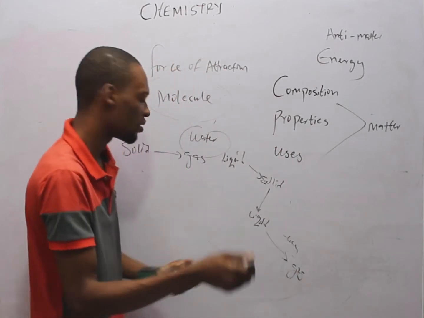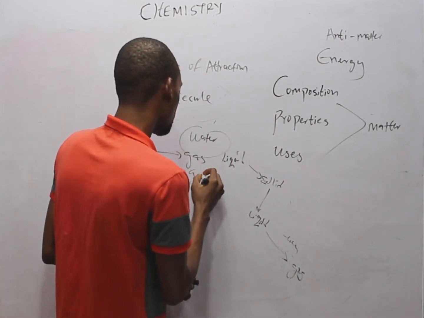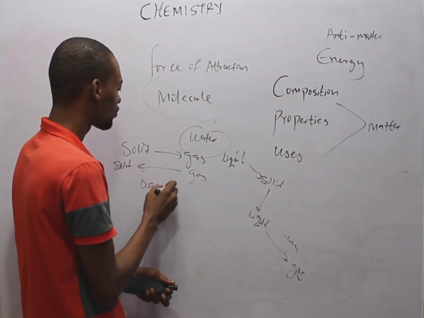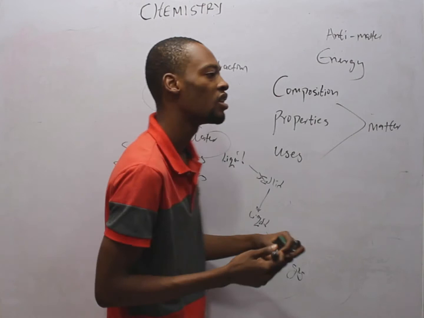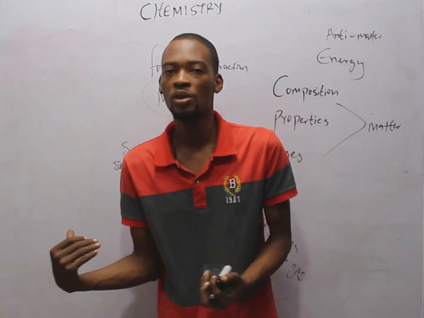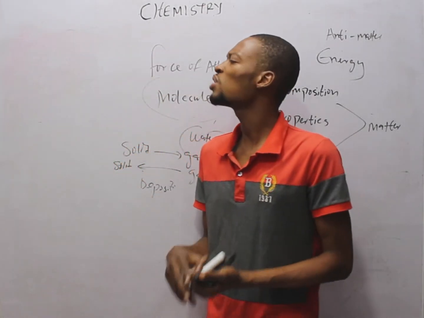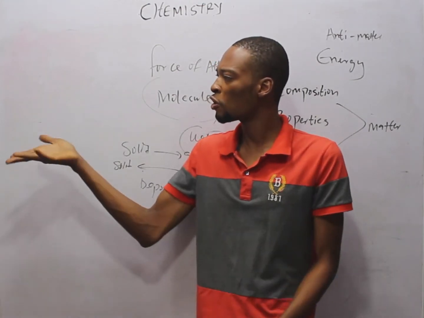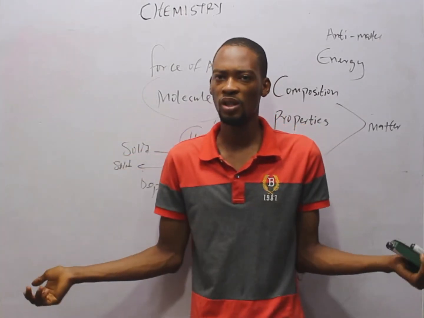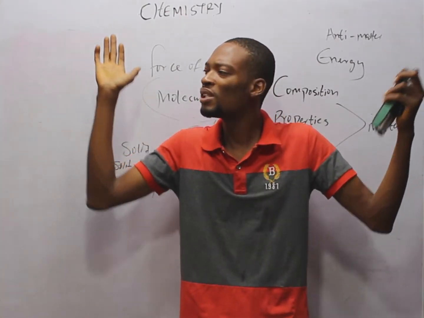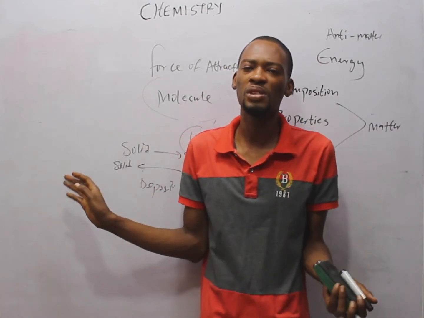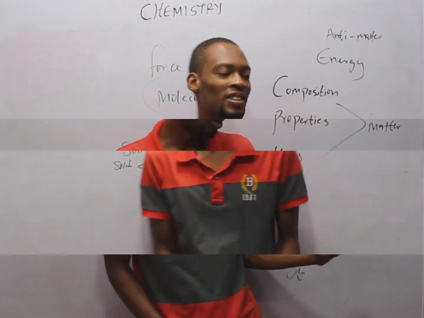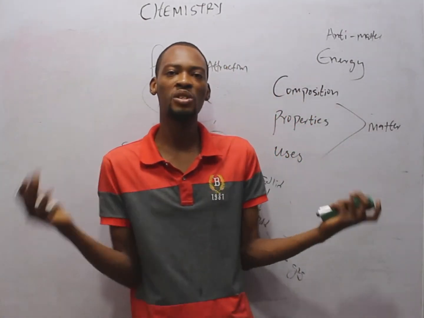What is the opposite of sublimation? Matter changing from gas directly to solid. It's called deposition or resublimation. An example is water vapor. In an extremely cold region, you just look at your wall or window. You see water vapor comes, and before you know it, it has frozen from gas directly to solid without passing through the liquid state. So we say that is what? Deposition.